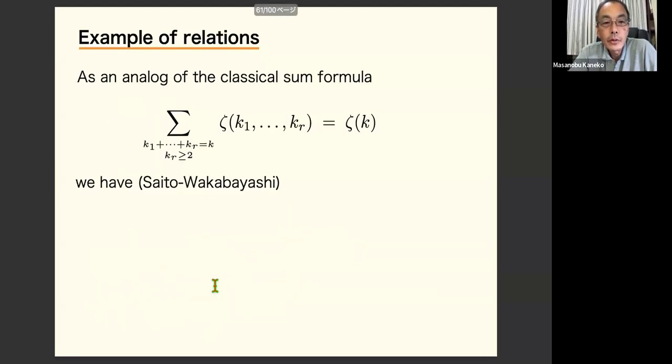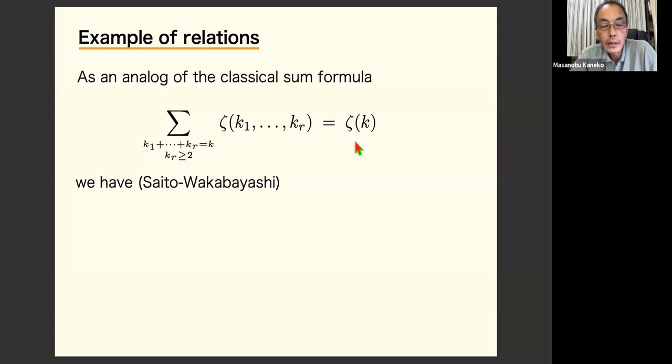So there are examples of relations. For instance, there is a famous formula called the sum formula. It's a beautiful formula. This is a classical MZV: the sum of all MZVs of fixed weight k and fixed depth r. So this time r is also fixed. Then this is equal to zeta(k).